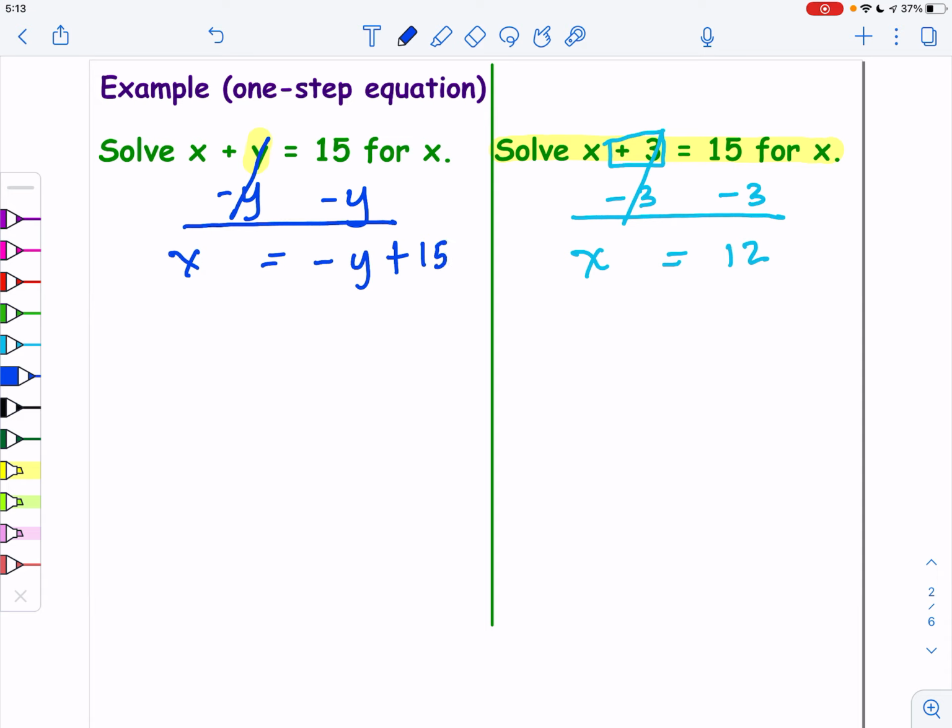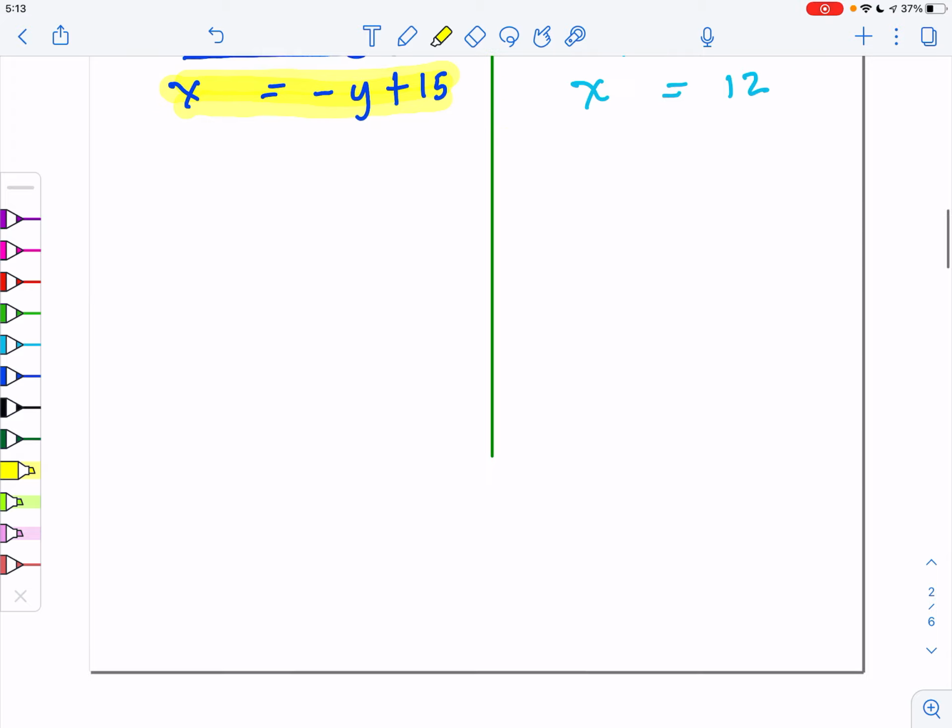Is 15 minus y correct? Yes, it is. We have isolated x, so our answer is x equals negative y plus 15. We cannot simplify that any further because we do not have a value for y.